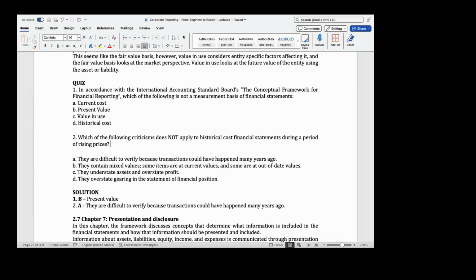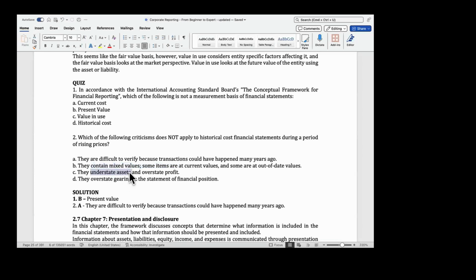It doesn't change, unlike the current value that you update depending on the context. This one does not change. So A is just the answer. Historical cost is a mixed value, yes, depending on where you buy it. Because if you buy today and you want to use historical cost, it's the value today, and you're going to mix it with those you bought 10 years ago. So historical cost is a mixed value.